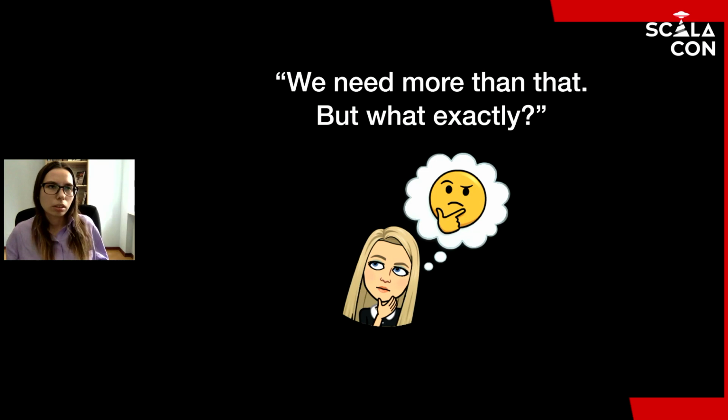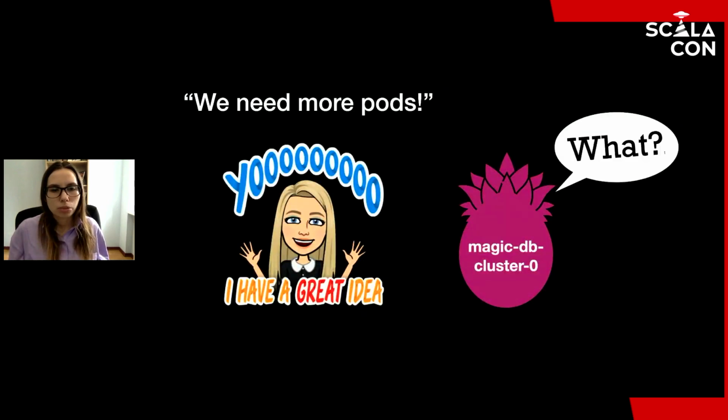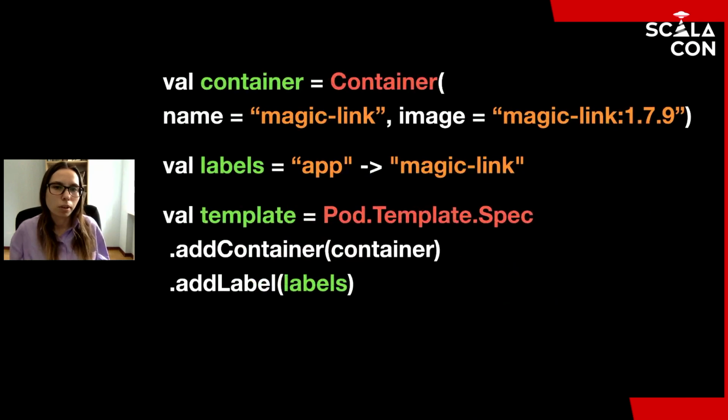And she was thinking that she definitely needs more than just some simple Kubernetes objects, but what exactly would she need? And while she was thinking, she got this great idea that they need more pods, which was a bit confusing for the MagicDB cluster 0 pod, because how could the amount of pods actually solve this issue? But what Alice actually meant was not the amount of pods, but more complex things, something that would be able to scale, and therefore she would have more pods than just one.